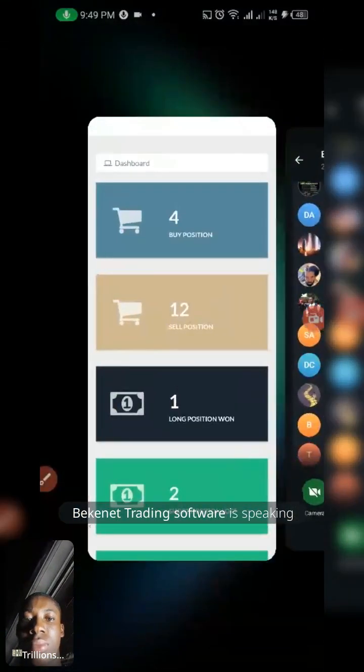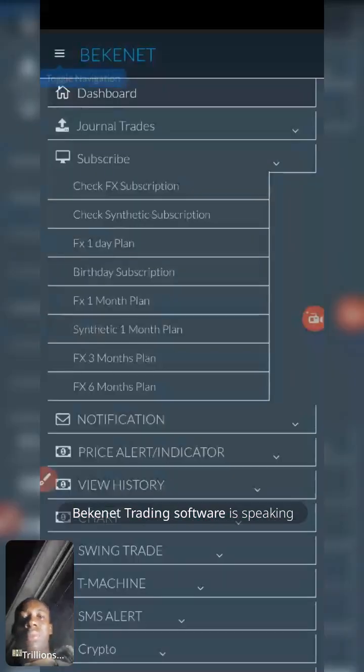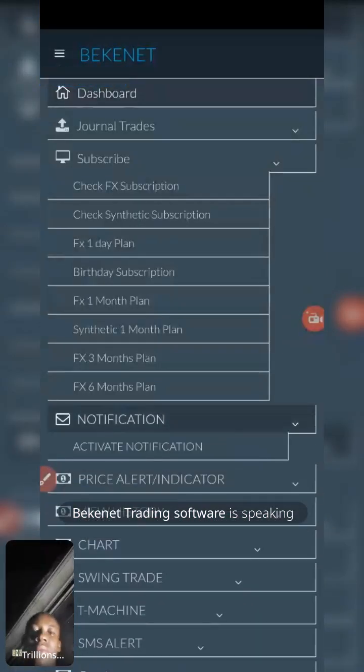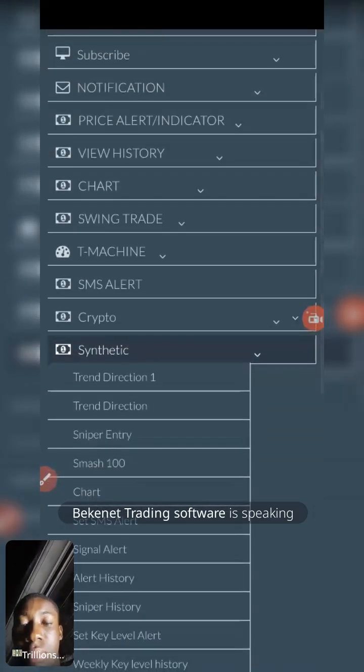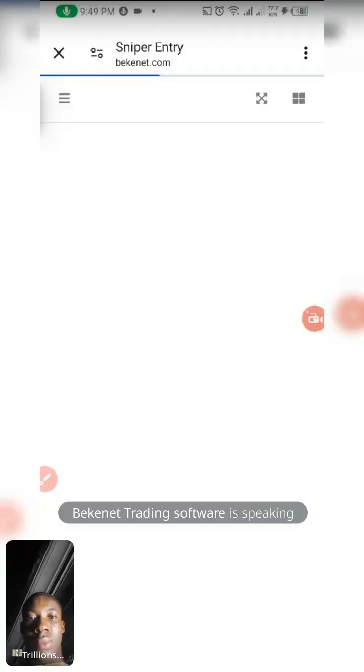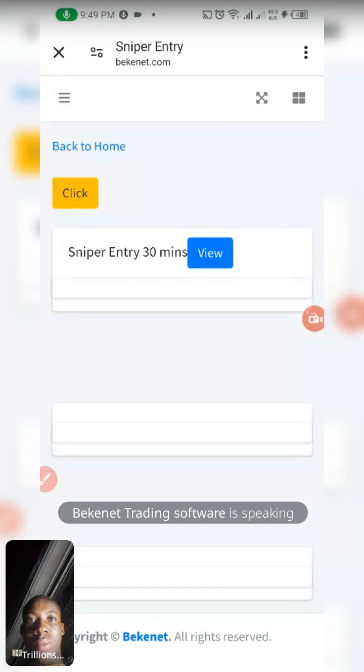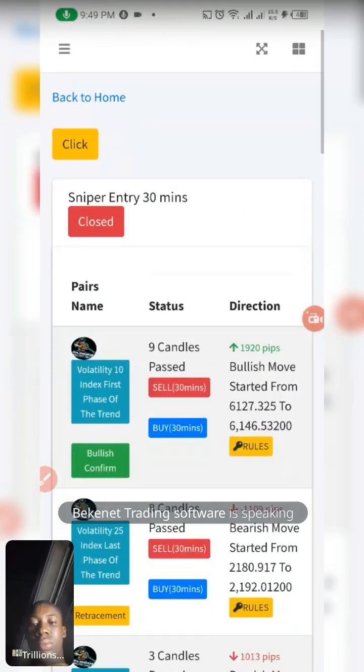Now, first thing first, the first setup. For you to use your sniper entry to take a trade, which is this, for the first strategy, we have 3 strategies. Number 1 is either you're using a higher time frame or a daily time frame trend direction. If it's a bullish move, you scale down to this one here. This is a sniper entry.